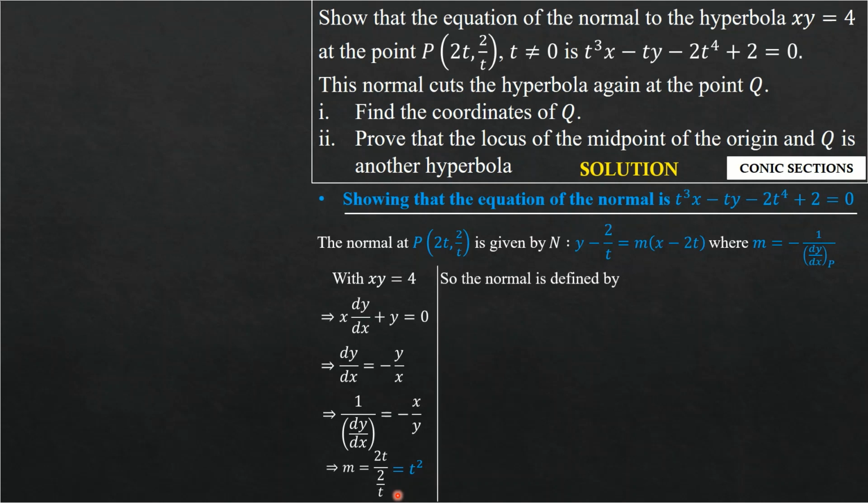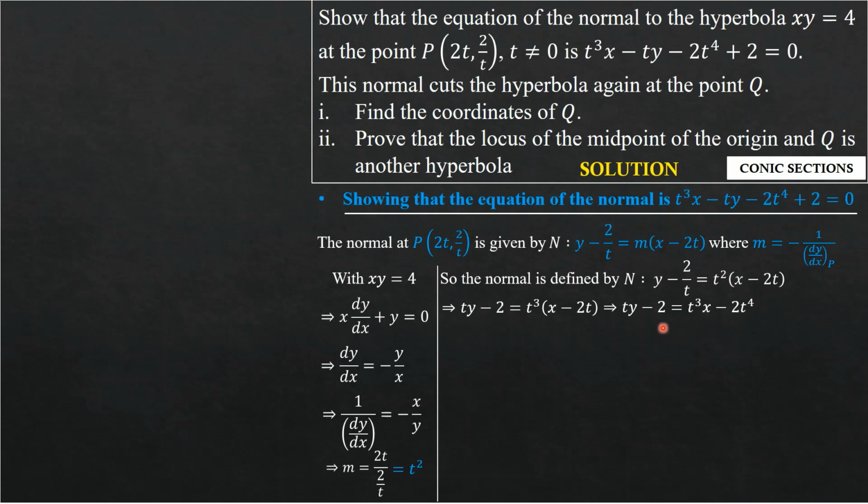Now we need to feed back into our equation of the normal, and we get y minus 2 on t equal to m, which is now t squared, times x minus 2t. We can multiply all through with t. Multiplying y with t, we get ty. Multiplying 2 on t with t, we just get 2. Multiplying t squared with t, we get t cubed, then times x minus 2t. We can now expand t cubed. We get the left hand side to be ty minus 2, the right hand side to be t cubed times x minus 2t cubed times t, which is 2t raised to the power 4.